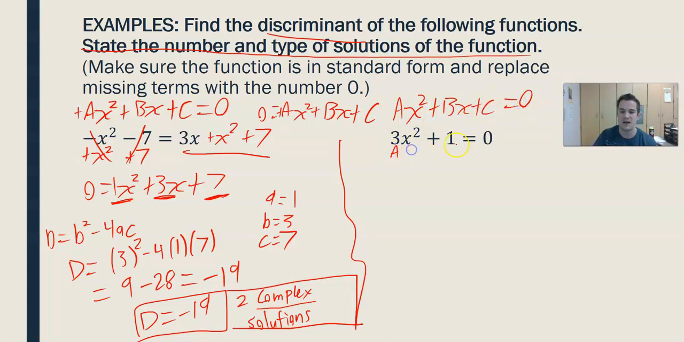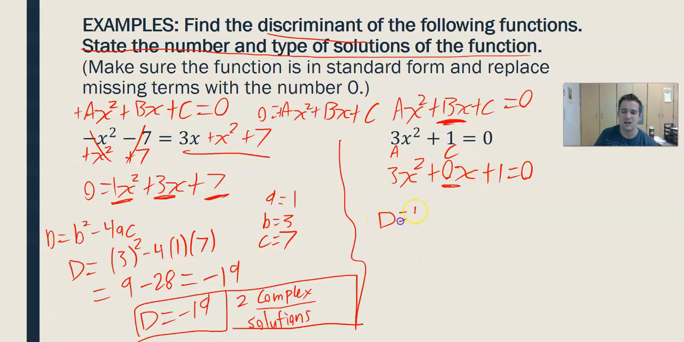Well, here's my a term, here's my c term. There's not a bx term, so what's that going to be? I can rewrite this as 3x squared plus 0x plus 1 equals 0. So yes, my b value is going to be 0 because there's none of them there. That's fine, we can still work with that.